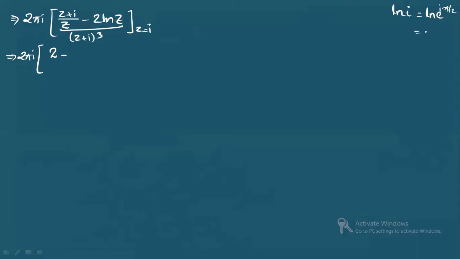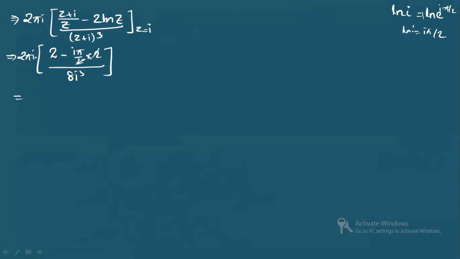So finally you can write it as iπ/2. ln e is 1, the power comes in front. So this will give you the value of ln i. All right, so I'm writing here, this is iπ/2 into 2. In the denominator, it will be (2i)³, that is 8i³. So this 2 will cancel this 2.